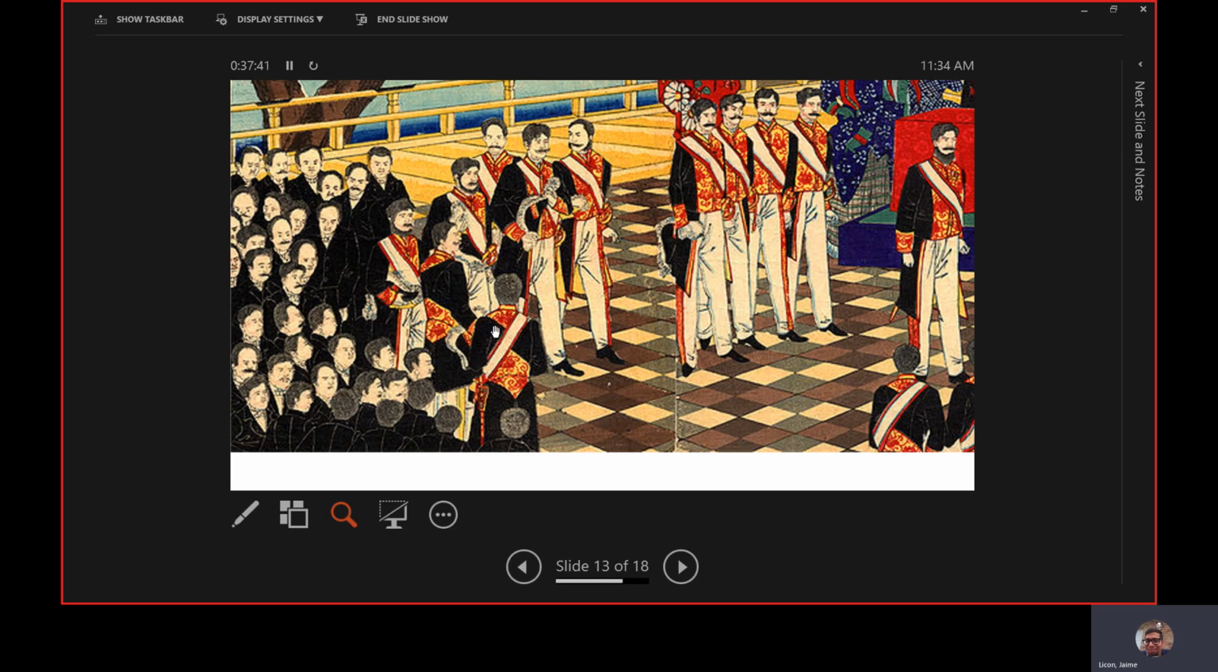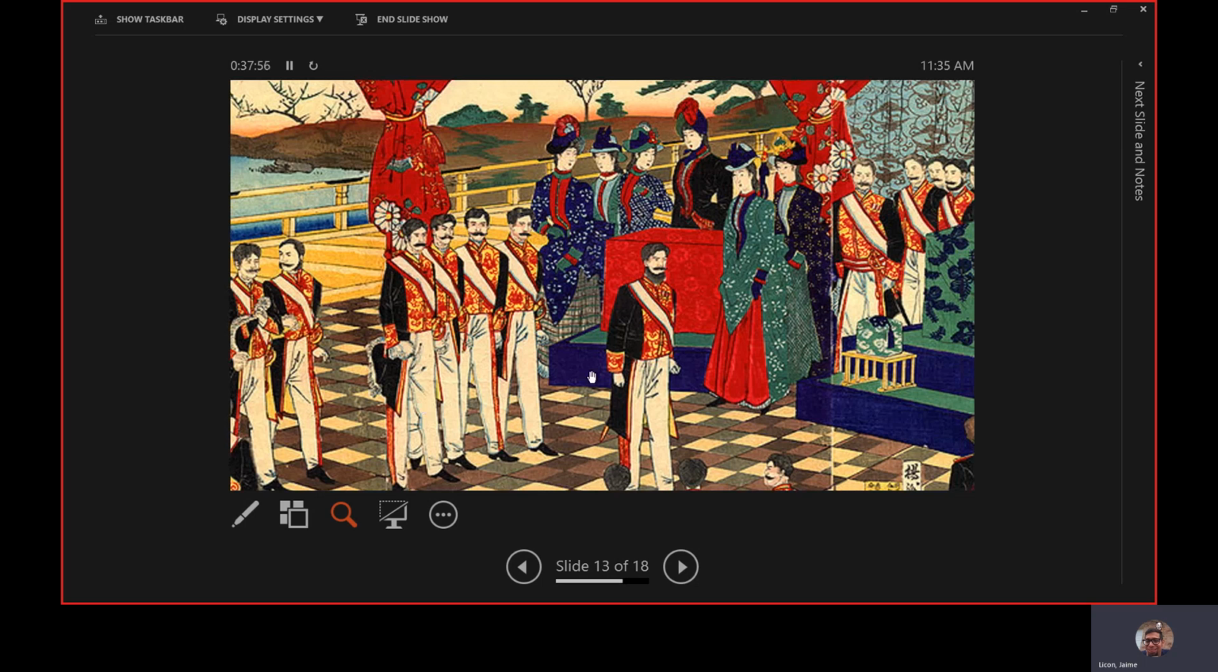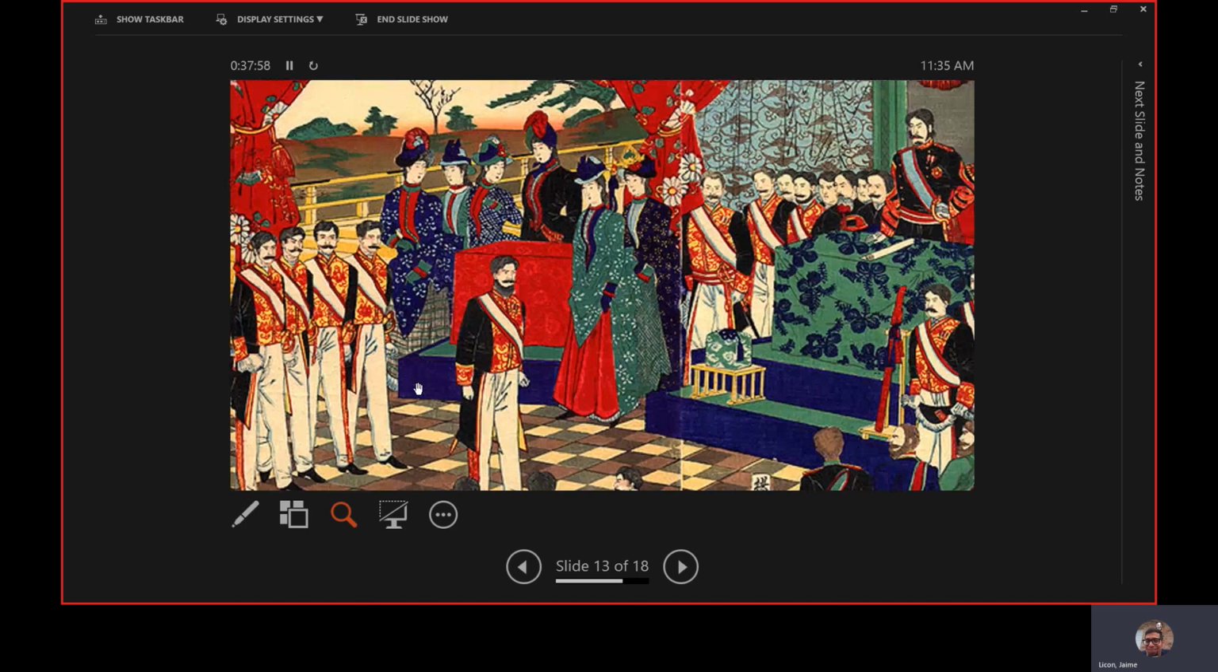Take a look. These are Japanese officials. They're not wearing robes anymore. They're dressing like Europeans. Take a look at the women. These Japanese women are not dressing in traditional Japanese garb. They're wearing the same types of European dresses.